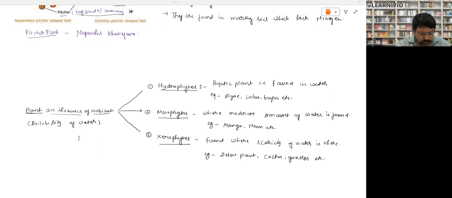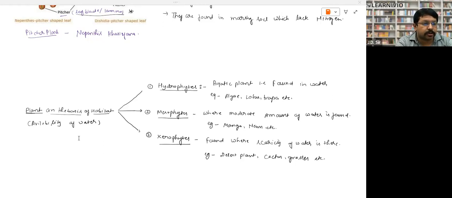Sir, could you explain xerophyte? Xerophytes, yes, like cactus. Xero comes from the Latin word xeric, which means dry. Phyte means plant. So xerophytes are plants found in dry conditions. Like cactus, they are spiny and found in desert conditions. They are xerophytic plants.